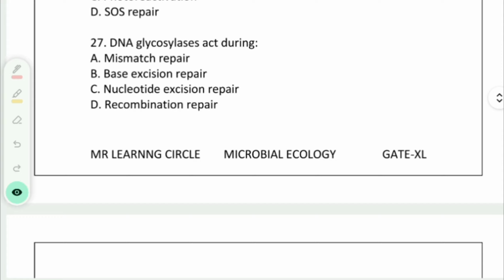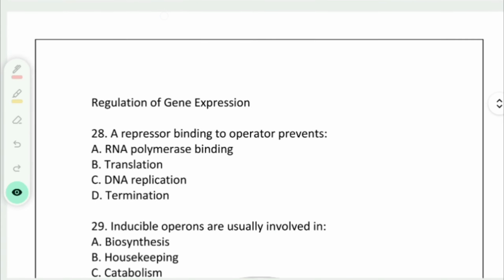Question number 27. DNA glycosylase acts during. Options are A. mismatch repair, B. base excision repair, C. nucleotide excision repair, D. recombination repair. Correct answer for this question is option B, base excision repair.